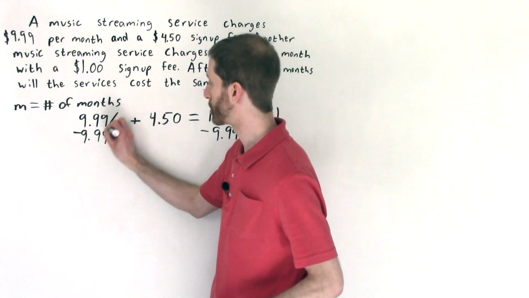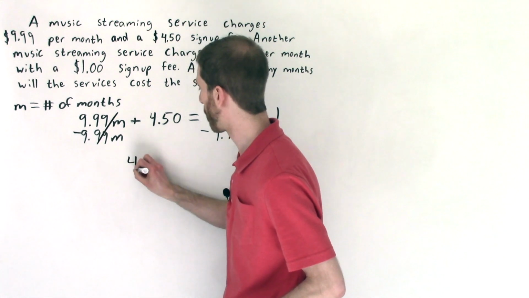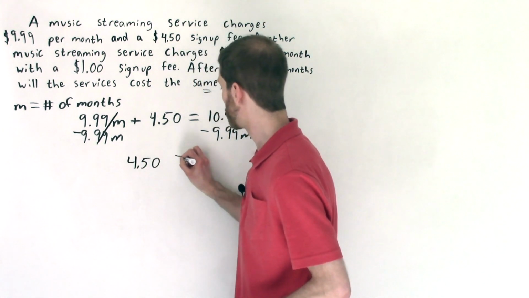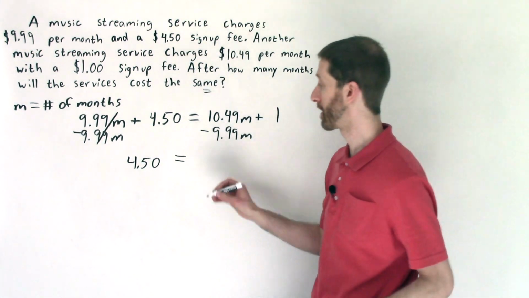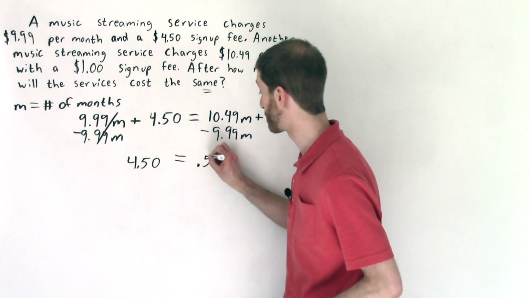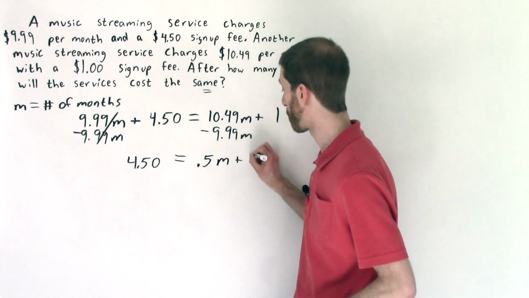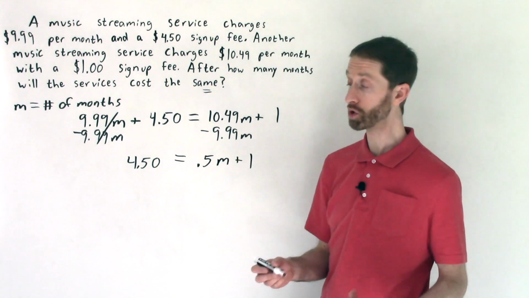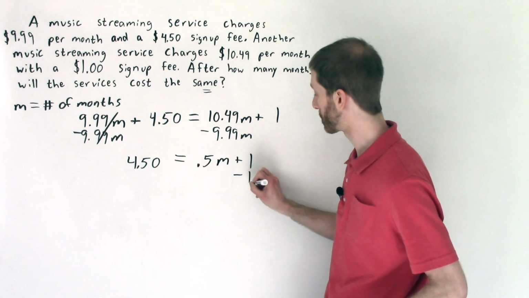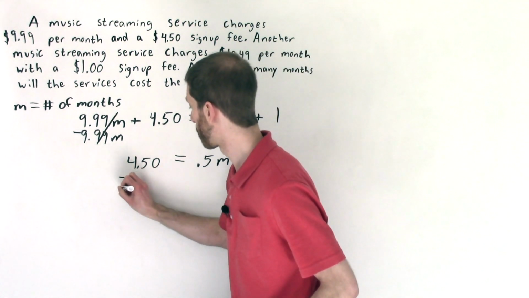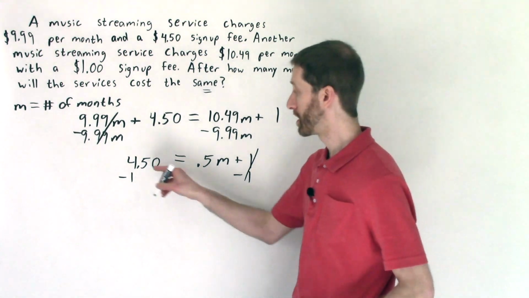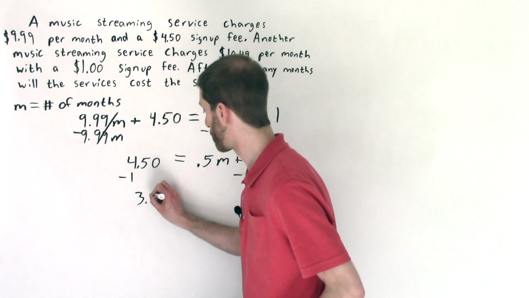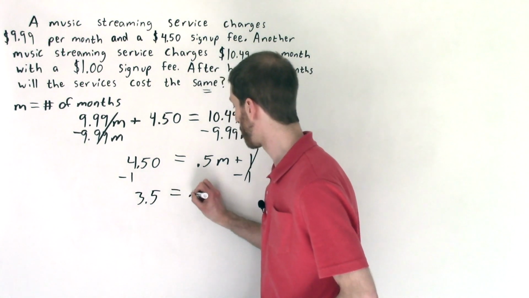This cancels out, which is great. We're left with positive 4.50 is equal to 10.49 minus 9.99, which is 0.5 or 50 cents. So 0.5m plus 1. Then we're going to undo plus 1 by subtracting 1 from both sides. And that 4.50 minus 1, once we see that the 1's cancel, is 3.50. 3.5 is equal to 0.5m.